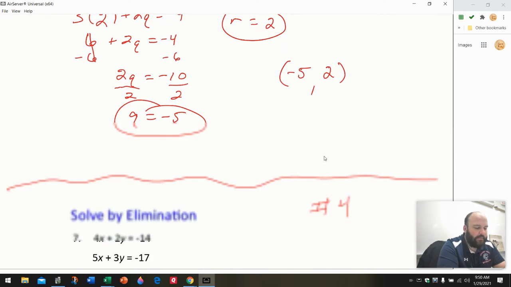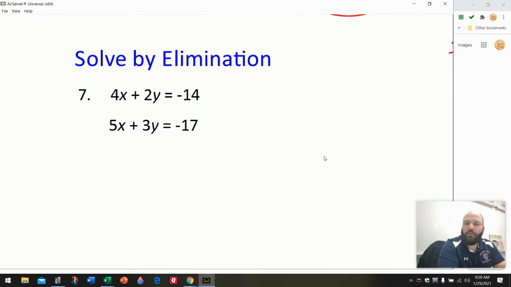Now, sometimes you will get systems where both of the equations need to be multiplied by something. And so what you have to keep in the back of your head is what, if you remember back from quite a long time ago, is called a least common multiple. You need to find a least common multiple between the two numbers to figure out what we should turn the equation into so they cancel.